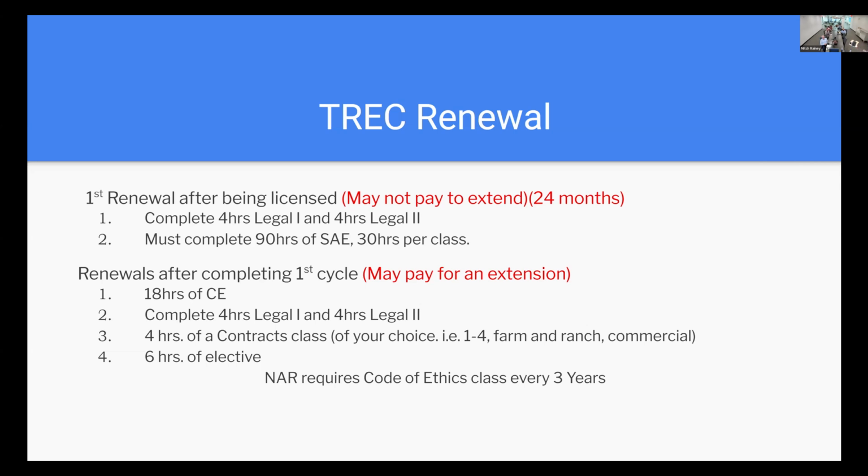With your SAEs, your first renewal cycle, it cannot be extended. If you don't complete your hours by the last day of the month, you cannot extend it, you have an expired license. Since when? Always. Oh, CEs, after your first time, well, then you can pay a fee and get more days. With the CEs, you must have legal 1, legal 2, a contracts class, and 6 hours of electives. If you're a licensed supervisor, you have to have corporate responsibility.